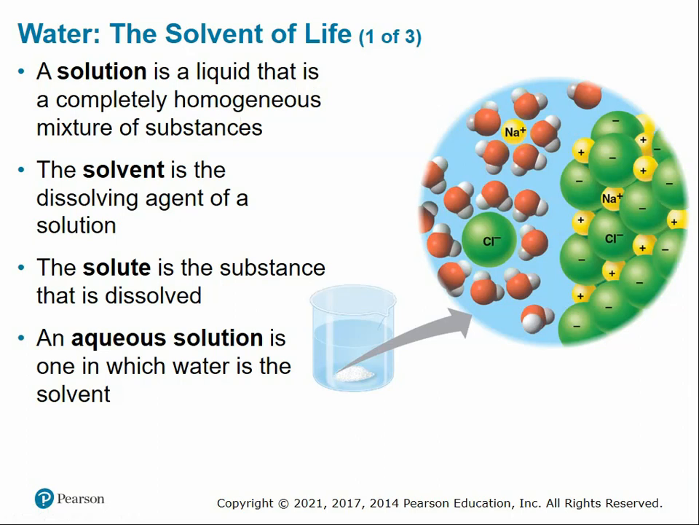So within a solution, you have two components. The solvent is what's doing the dissolving in the solution, and the solutes are what's being dissolved. So typically we talk about aqueous solutions, where water is our solvent doing the dissolving. So this is an example of a salt water solution. Right? So we have water molecules as the solvent, and then the sodium chloride molecules are our solutes that are being dissolved by the water.